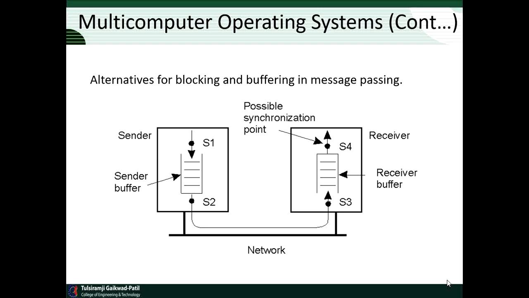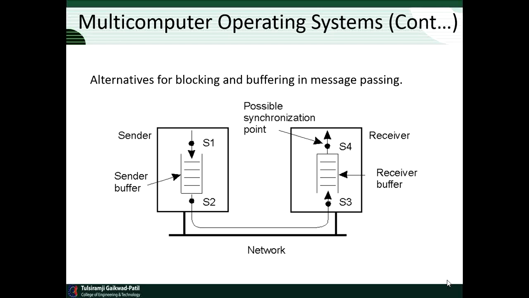Now the multi-computer operating system. Here again we will see the concept. We have the sender and we have the receiver. On the left hand side there is a sender, and on the right hand side there is a receiver. This diagram represents the alternatives of blocking and buffering in message passing. The sender will send the message, which is given by S1, and that is called a synchronization. The dark black dot represents S1, the synchronization of the message which is sent by the sender.